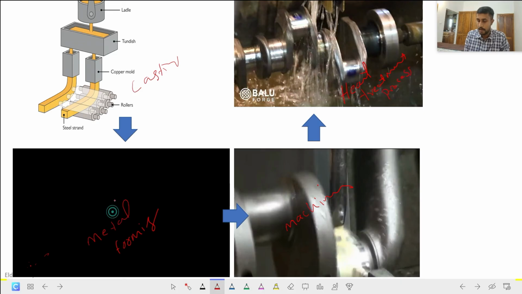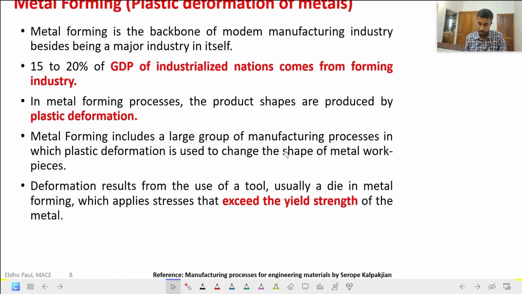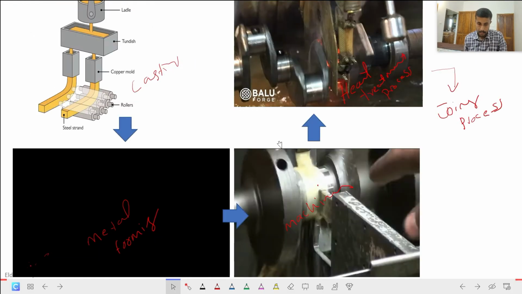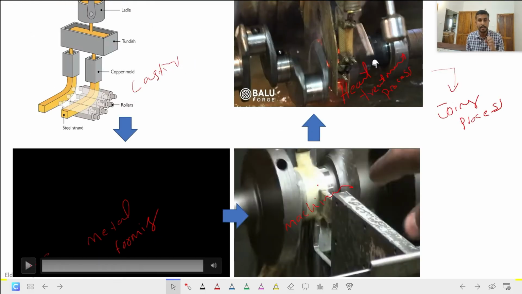After heat treatment, there is one more process, that is the joining process. So this is the sequence of processes for most of the materials. First we do some primary shaping process like casting, then we do the metal forming process, then machining, then heat treatment process, then finally we go for the assembly operation. Out of this, we are concentrating on the metal forming operations.